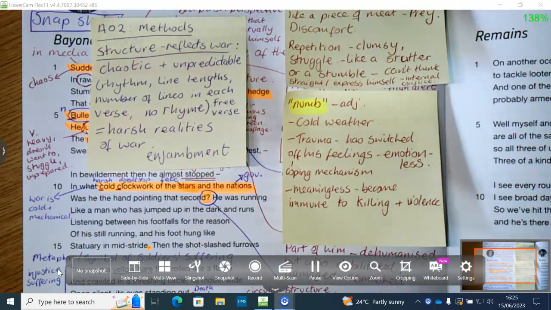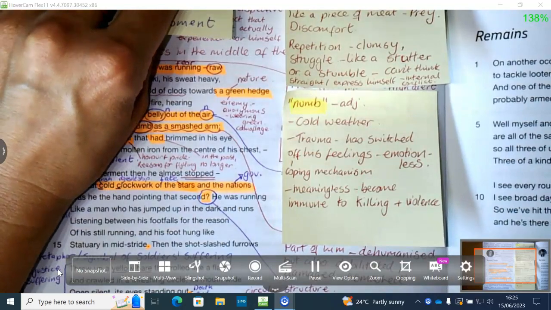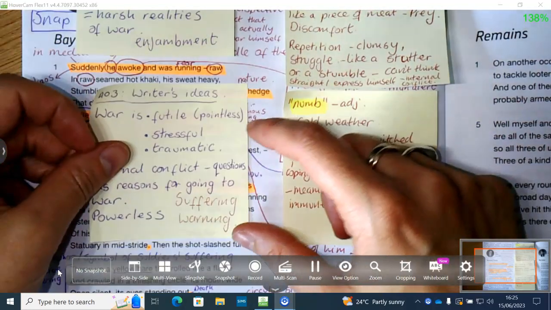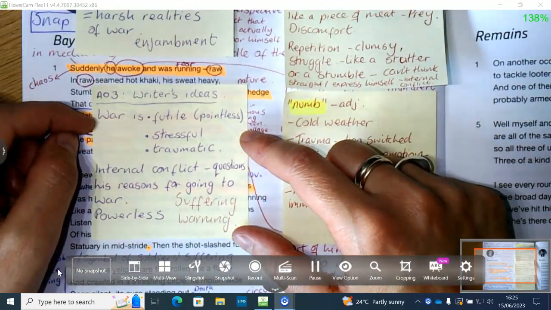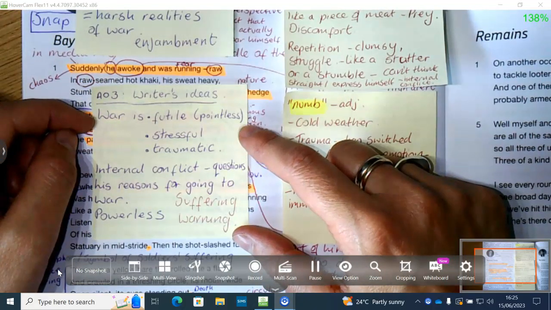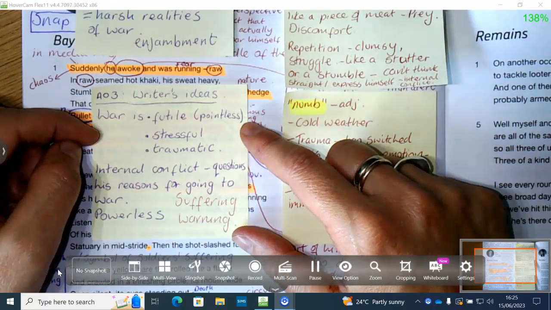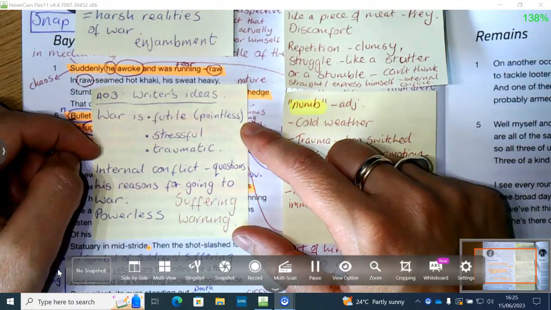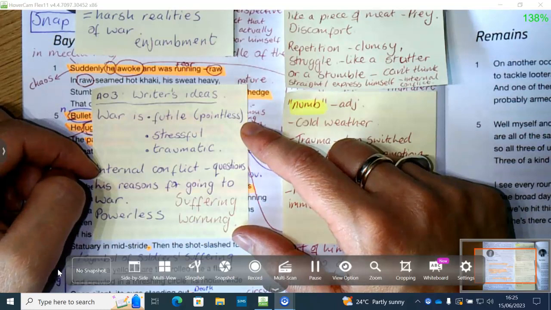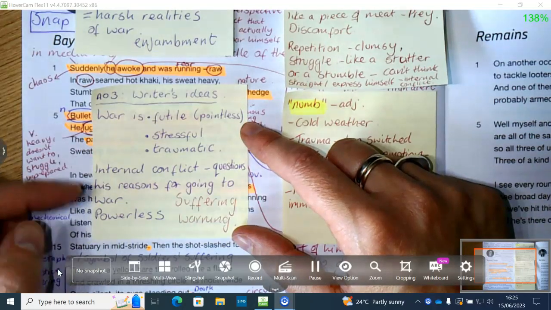So now that we've looked at the whole poem, we might want to think about the writer's ideas. We've talked about them as we go through, but let's just try and summarise them. Hughes felt that war was futile. That means pointless. It was stressful and traumatic. He's also trying to draw our attention to the internal conflict that people felt in terms of going to war, questioning their reasons for going to war in the first place.